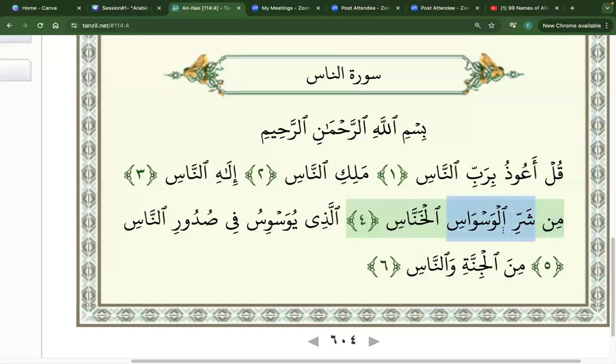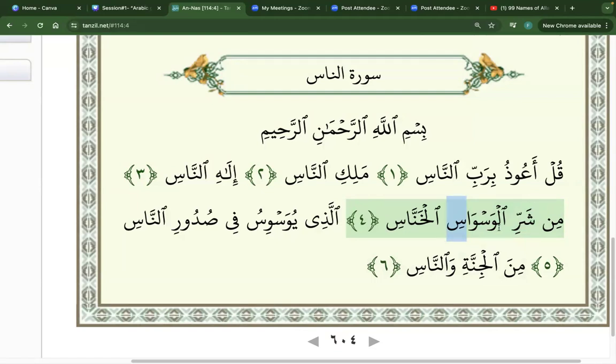Now you are seeing alwaswasi. Give me the status of alwaswasi. This is a big word. Do you guys know how to find the status of a big word like this? Exactly. Look at the ending. Only look at the ending. Good job. Very well done. There is no ya noon. There is no combination here. Easy peasy. You are going to look at the haraka. Give me the status. This is a kasra.